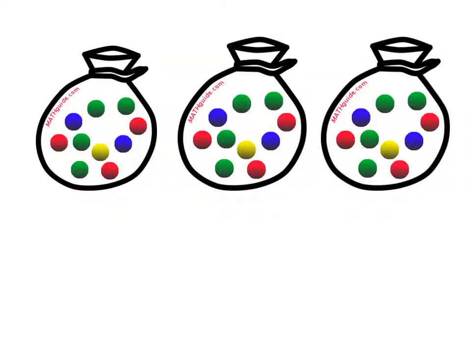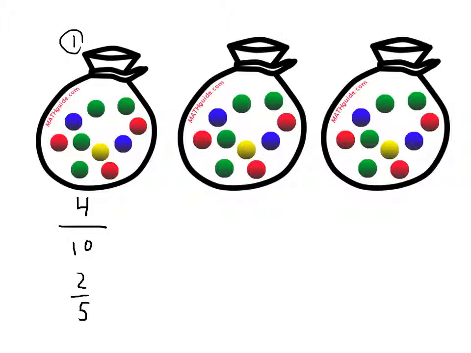So here I have some bags of marbles. What are the odds of pulling out a green marble from bag number 1? Well, there are 4 green, and the total number of marbles inside are 10. So it's a 4 out of 10 chance. If you want to reduce that, you can say it's a 2 out of 5.